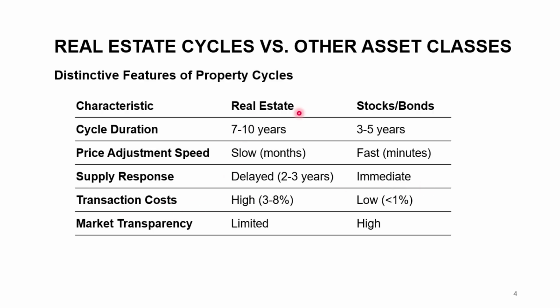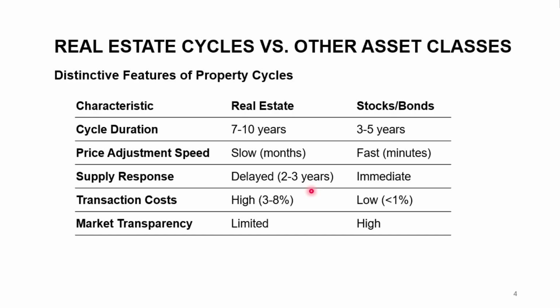Transaction cost in real estate is very high because of the stamp duty, registration charges, all that. In stocks, you will see that transaction cost is low. Then market transparency in real estate is limited. There is no specific market which can tell us about the actual price situation. People are dealing with each other, so all that is not there. But in stocks we have a proper primary market and secondary markets.